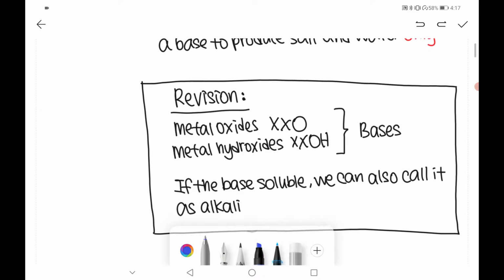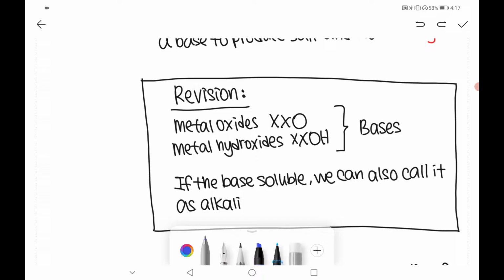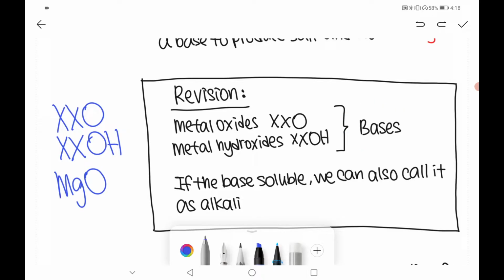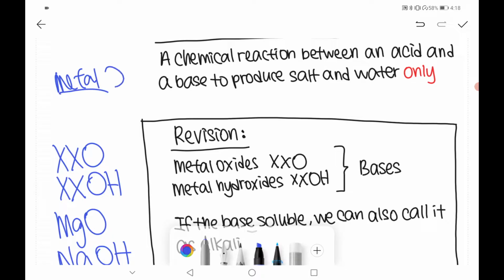Let's do a quick revision. What do we mean by bases? We learned in the earlier part that base refers to metal oxides and metal hydroxides. If you have any metal ending with O or OH, they are bases. For example, MgO: magnesium is a metal, so when the metal ends with O, this is a base. Sodium hydroxide: sodium is a metal, and when the metal ends with OH, this is a base.